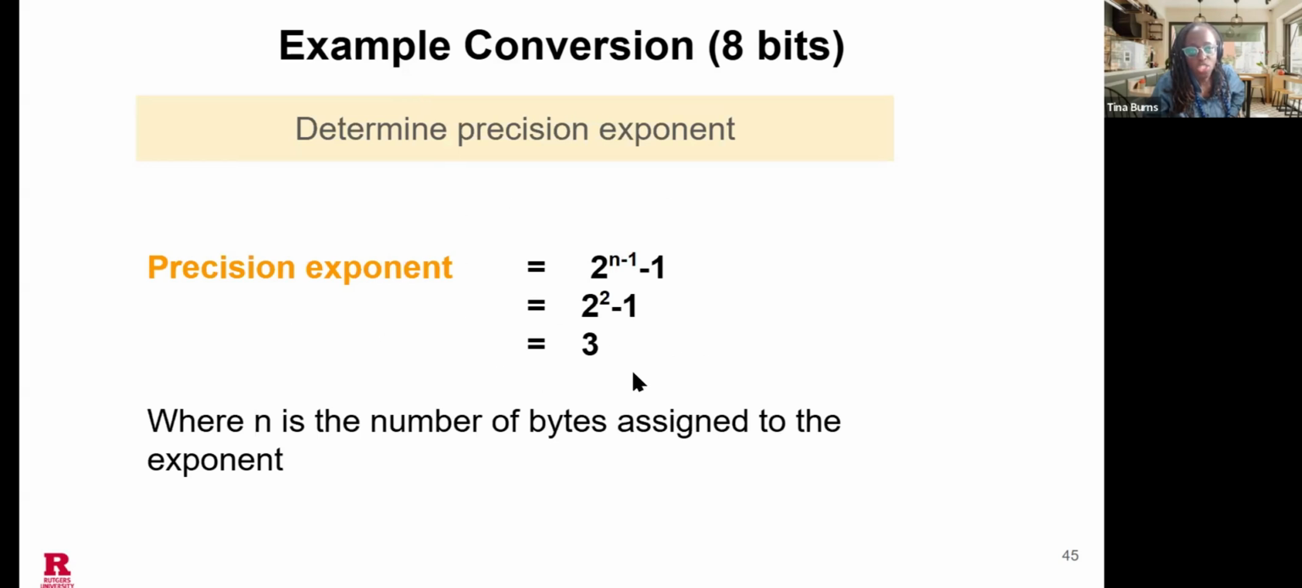The precision is going to be 2 to the, our number of bits for representation is 3. So 3 minus 1 is going to give you 2. 4 minus 1 is going to give you 3. Oh, we have bigger numbers for this. So for this, we have our precision exponent of 3 for an 8-bit number.